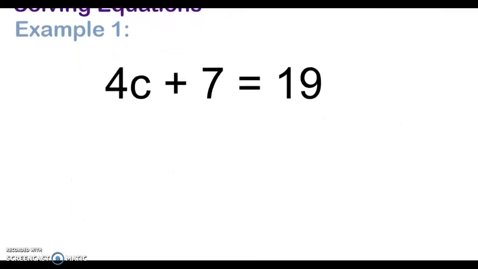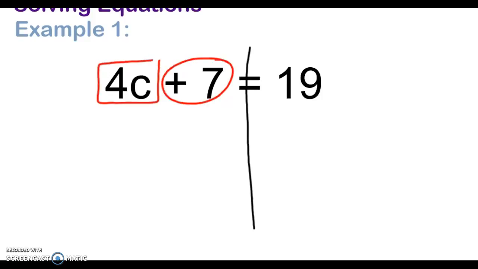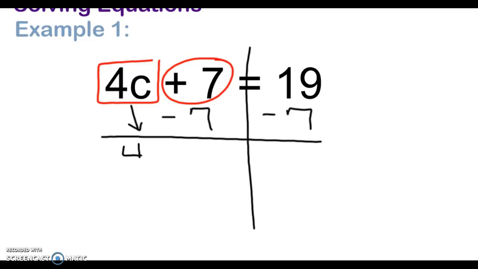Example 1, 4c plus 7 equals 19. I like to draw my line down the middle, and this is where I said we need to box and circle. You're going to box the letter and circle the integer, because now we have to know what that first step is. Besides boxing and circling, we have to get rid of that circle, and we do that by taking its opposite. If you have a positive 7, the opposite of a positive 7 is a negative 7. You've learned that if you do one thing to one side, you have to do it to the other. So you go ahead and bring your box down.